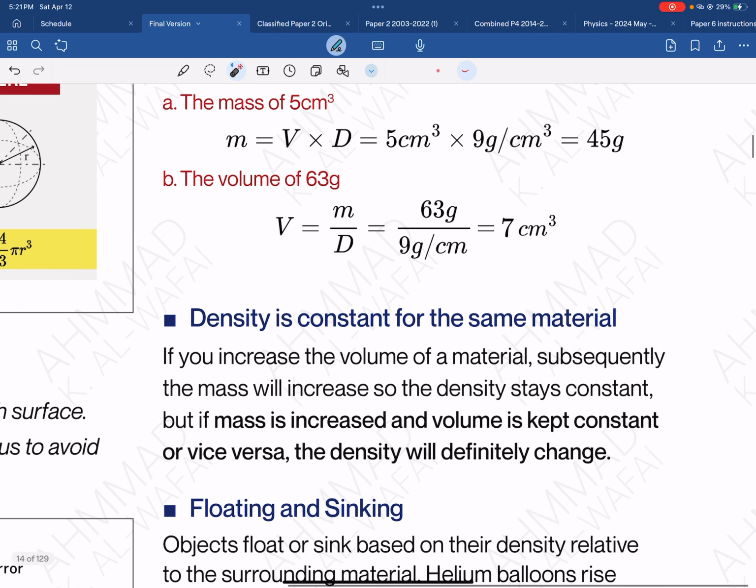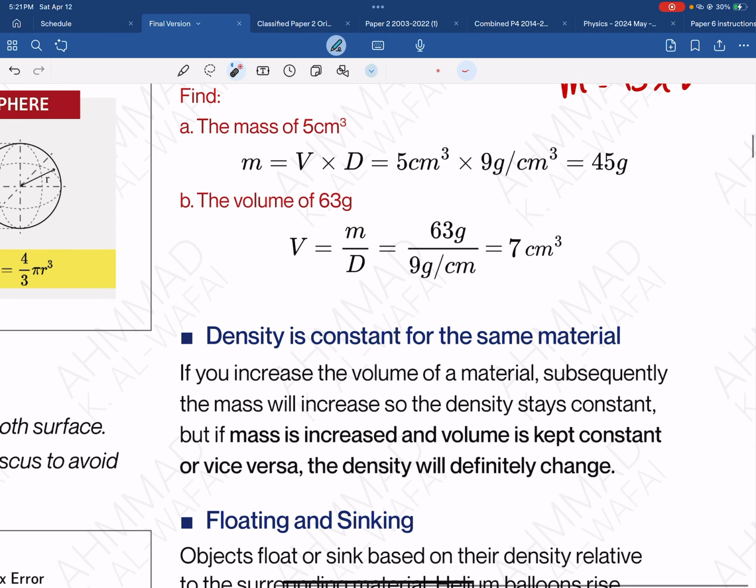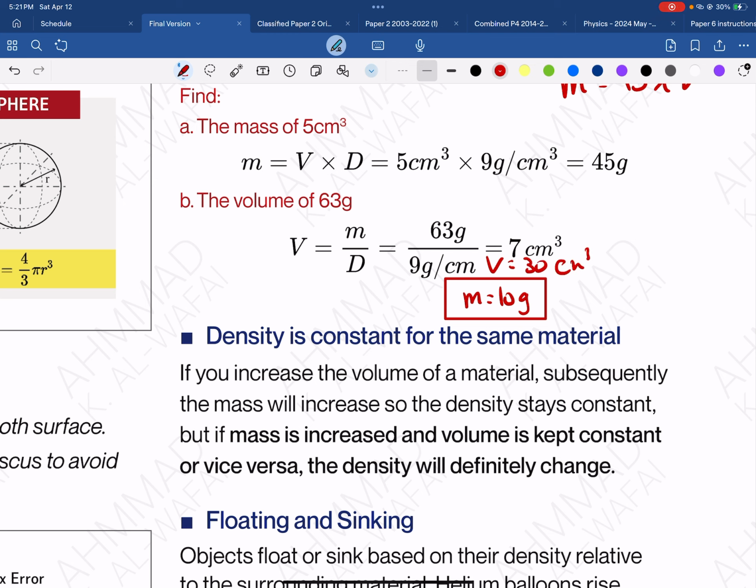Okay. If you're going to talk about density in general, there's a thing that you need to know. It is constant for the same material, it is always the same. So for example, if you have an object like this with a mass of, let's say, 10 grams, and let's say the volume was 30, so 30 centimeters cube. So density for this object is 10 divided by 30, so that is 1 over 3 gram per centimeter cube. You don't write fractions, you always write it as decimal points, but for now let's say it's 1 over 3.